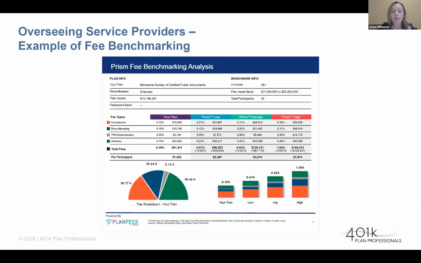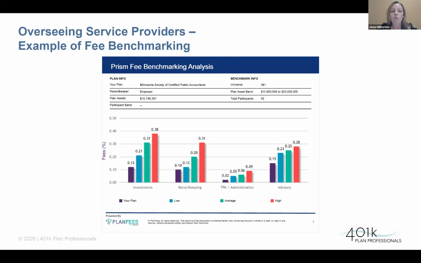This is just an example, but this plan is about 16 million in assets. It's being compared to about 400 other plans ranging from 11 to 20 million. And so we look at the plan fees in the purple column, and then the benchmark group is broken down into low, average, and high. And so you can see how the total fees compare. I like this report because it also strips out the different pieces. So you can see how investments compare, how the provider fee compares, how the advisor fee compares. And this is just another way to graphically look at those fees.